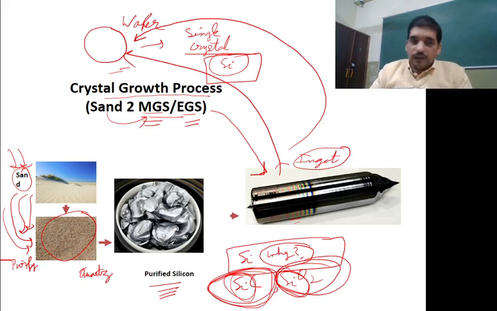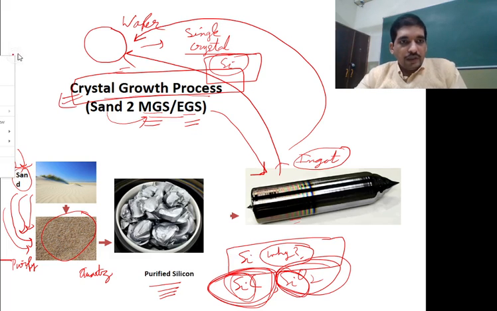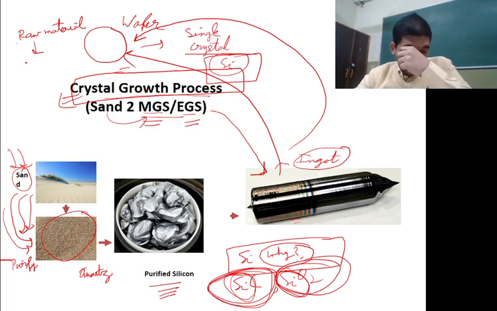The crystal growth process can be broadly categorized as starting from the basic raw material. First of all, we will purify it, right? As I have shown here, we will purify it.